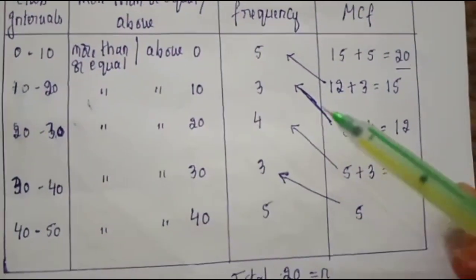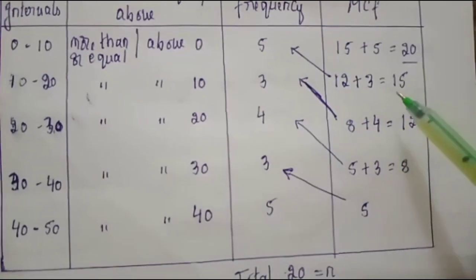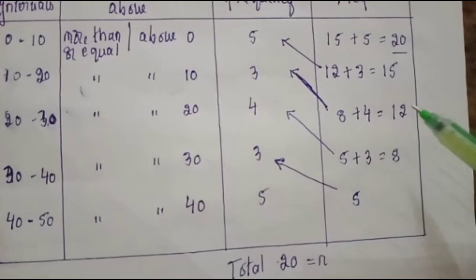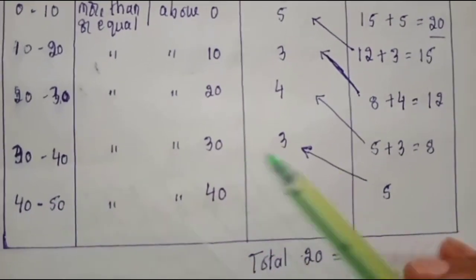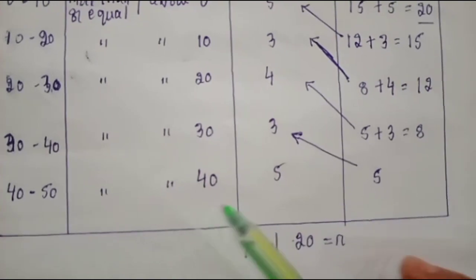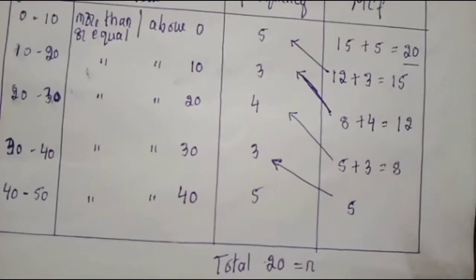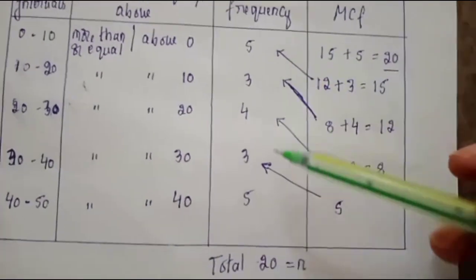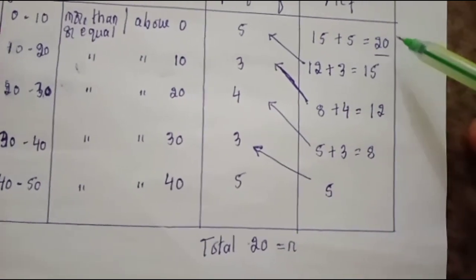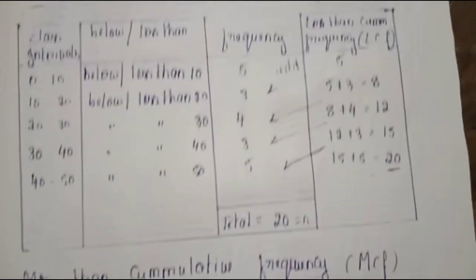More than or equal to 10 means leaving this 5, so you get 15. More than or equal to 20 means 4 plus 3 plus 5, 12. More than or equal to 30, 3 plus 5, 8. More than or equal to 45. So you can see here the total number of observations is 20, and you can see where you got 20 in the top. So just observe the differences.